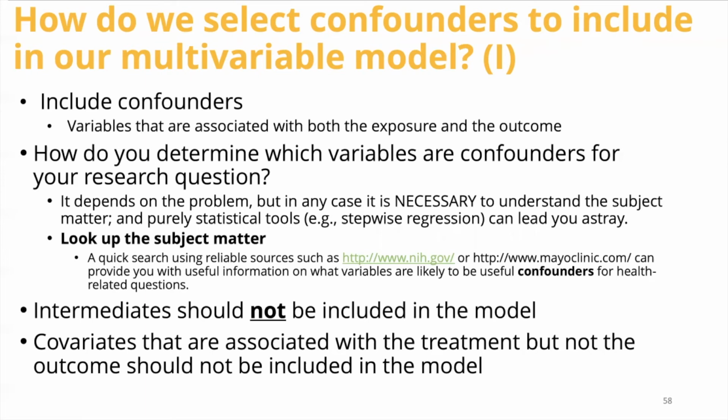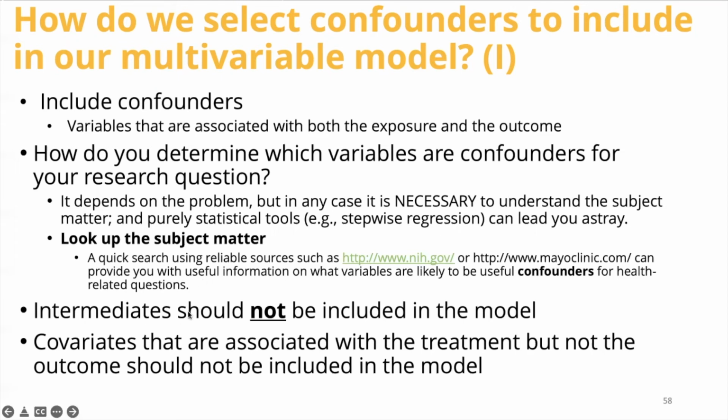And I think Olaf mentioned this in his lecture. So how do you actually determine which variables are confounders for your research question? It really does depend on whatever problem you're looking at, but you really need to understand the subject matter. Using purely statistical tools in order to select confounders typically leads to biased results. So you really do need to look up the subject matter, and there are different ways you can do this in order to determine what confounders are for different health-related questions.